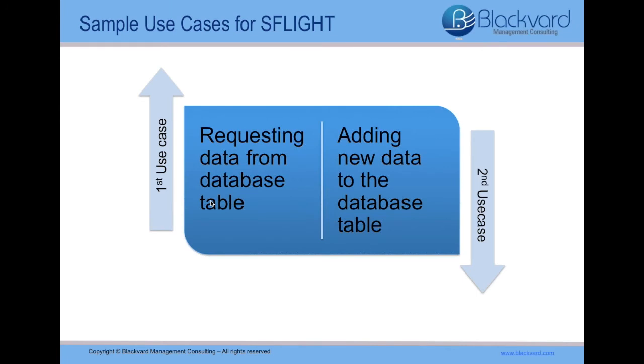Now let's do something with our newly generated class. We have a use case, or in this sample here, we have two use cases. The first one is we want to request data from a database table. In our case, we want to get some data from the SFLIGHT table. And the second use case is we want to change existing data, or add data in a database table. All right, let's start first with requesting data.